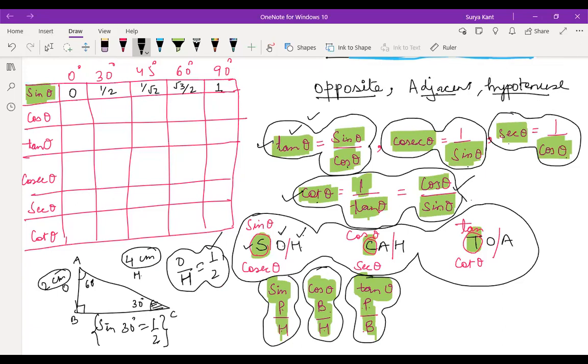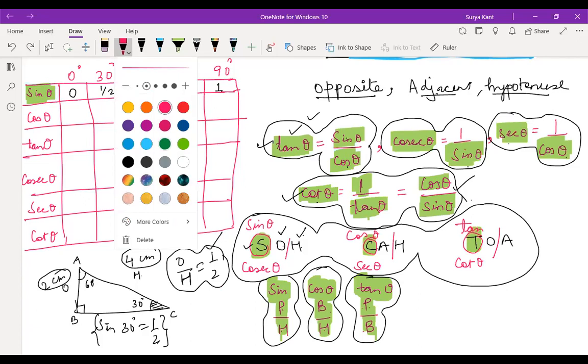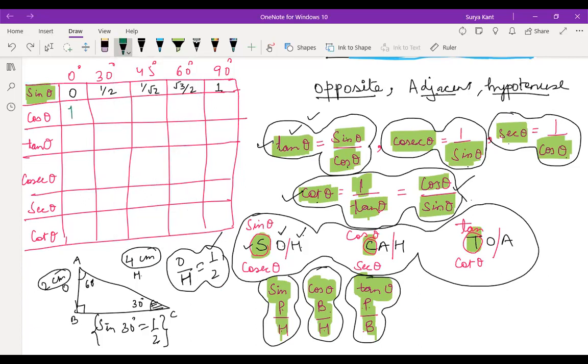So cos theta is just the reverse of sine, just right from the back: 1, root 3 by 2, 1 by root 2 as it is, then 1 by 2 and here 0.